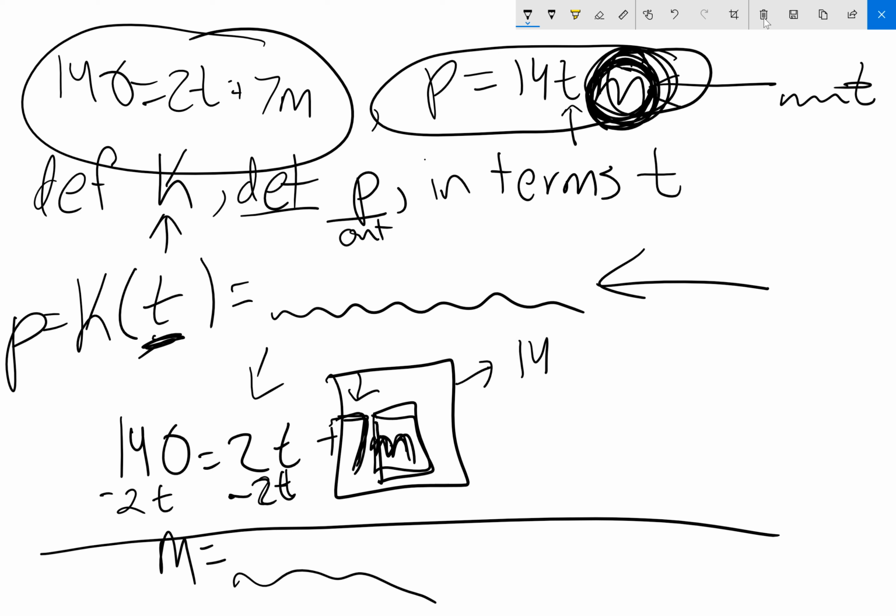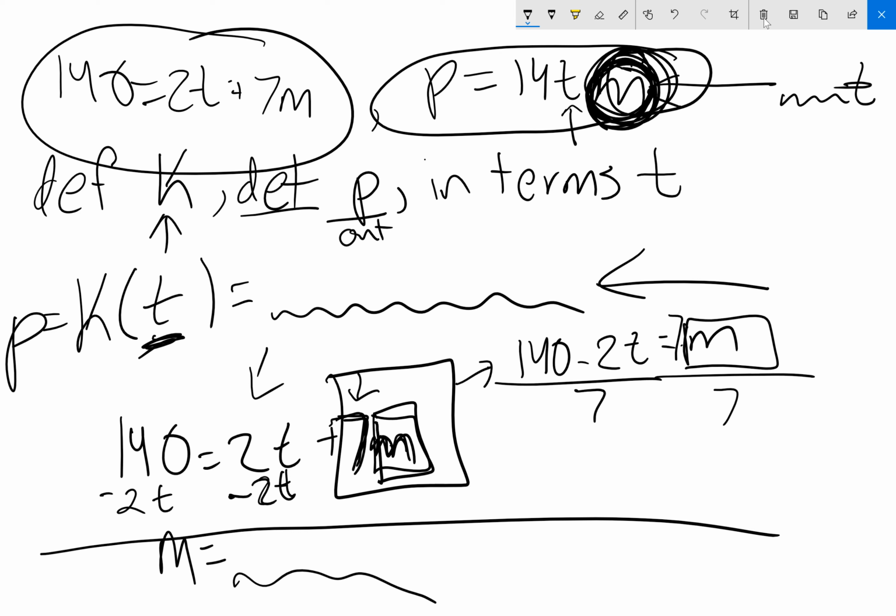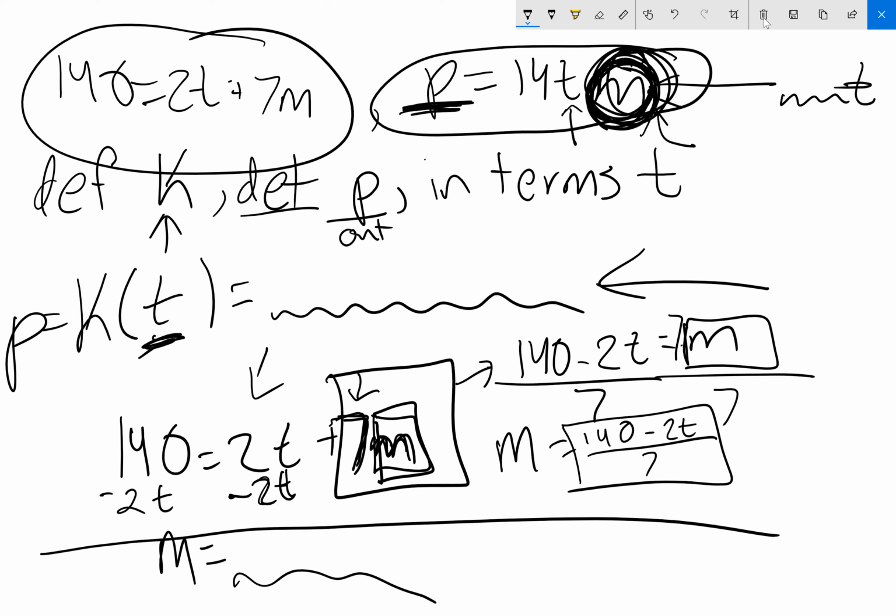And that gives us 140 minus 2t equals 7m. Okay. Now we can get rid of that 7 because we want to get m by itself. So we're going to divide by 7. And there you have it. M equals 140 minus 2t over 7. Now, that is not our end result, right? Because we want to figure out p. But we did figure out that we can replace this m with what? With 140 minus 2t over 7.